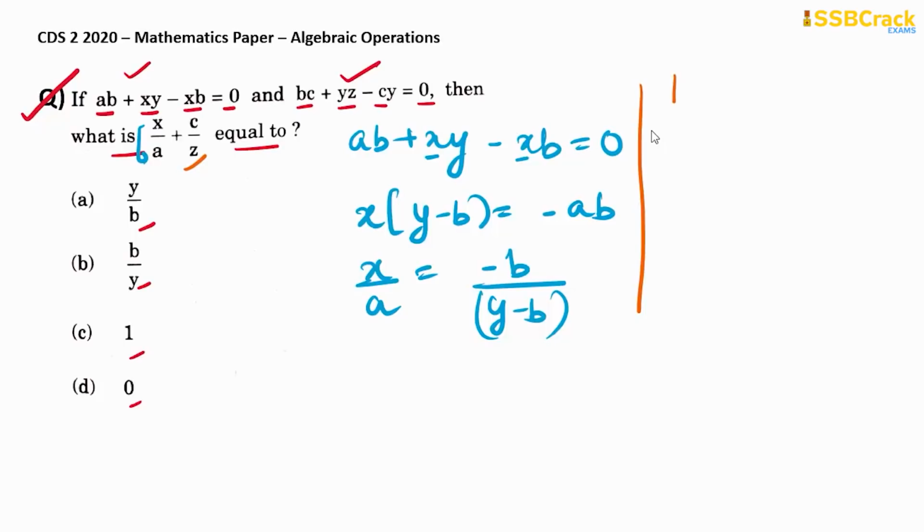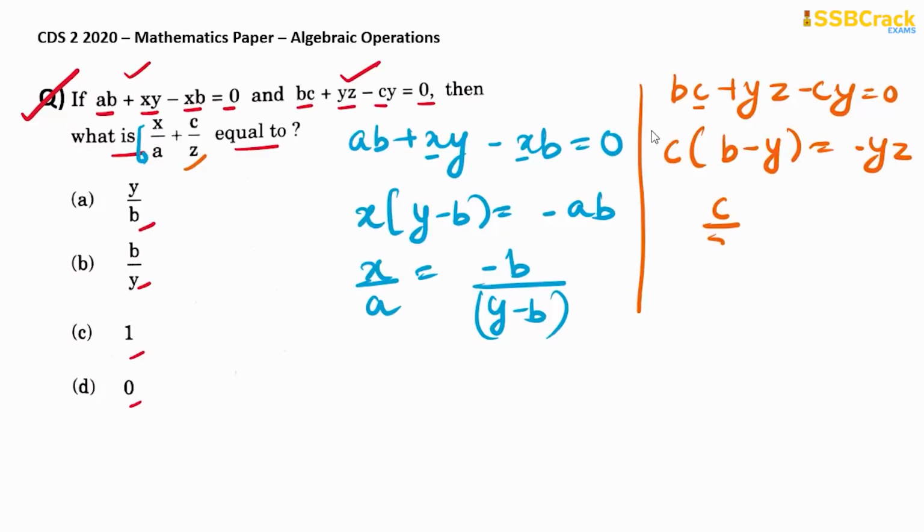So here the equation is BC plus YZ minus CY equals 0. So we can take C common. It will become C into B minus Y equals minus YZ. So C by Z will be equal to minus Y upon B minus Y, right?